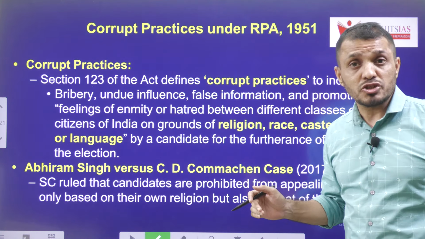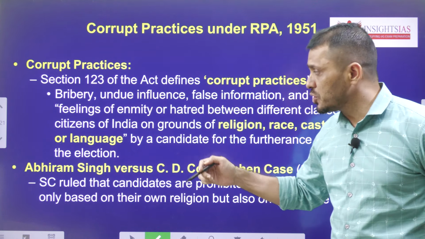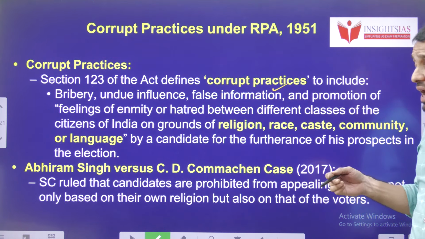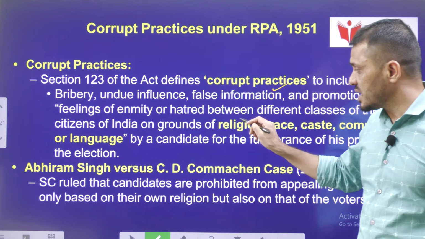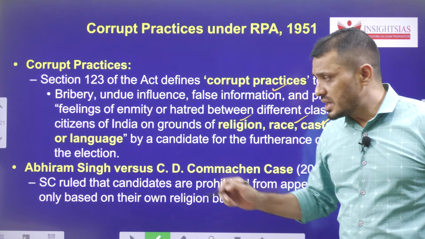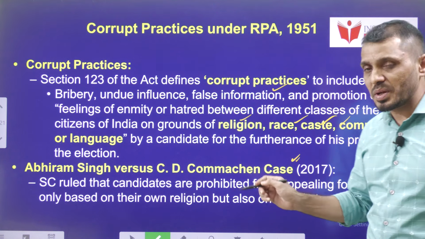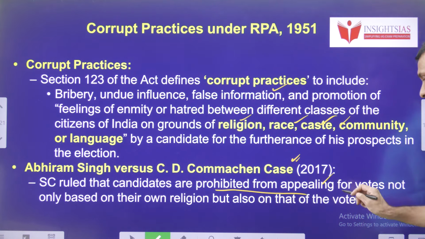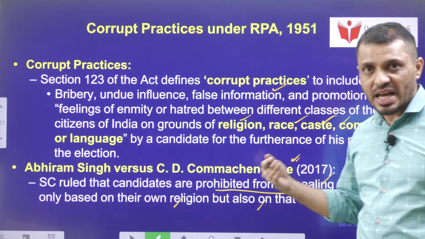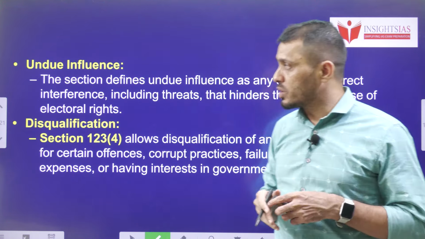Corrupt practices under the Representation of the People Act, 1951. What are the corrupt practices? Such as bribery, undue influence, false information, promotion of enmity among groups, and requesting votes on the grounds of religion, race, caste, community or language. In Abhiram Singh versus C.D. Commachen, the Supreme Court ruled that candidates are prohibited from appealing for votes on the basis of religion, both their own religion as well as the religion of the voters. Based on these things, candidates should not ask for votes.